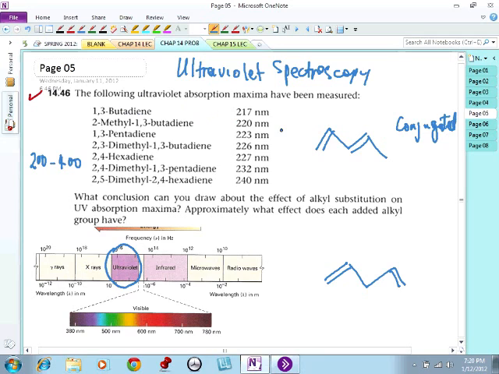Now, of course, the more alkyl substituents you have on a carbon-carbon double bond of a conjugated system, the greater the ultraviolet absorption. So you don't really need to go too much into that. The take-home message here is that UV spectroscopy will allow you to determine whether a molecule is conjugated. If there is absorption in that region, then it is conjugated. Okay? That's all you need to know. Now, having said that, let us go to this problem.